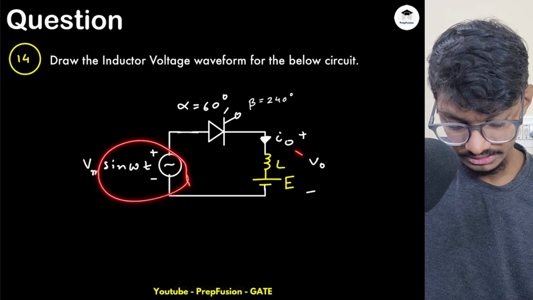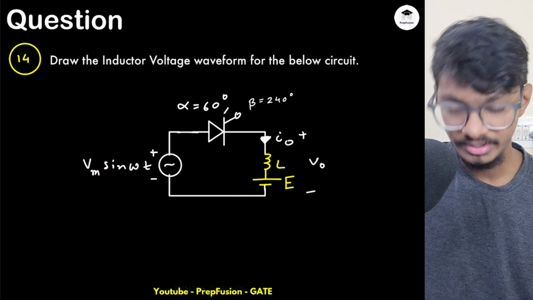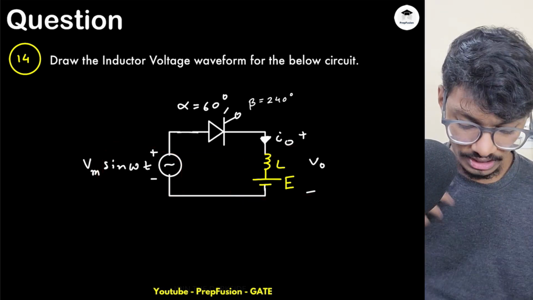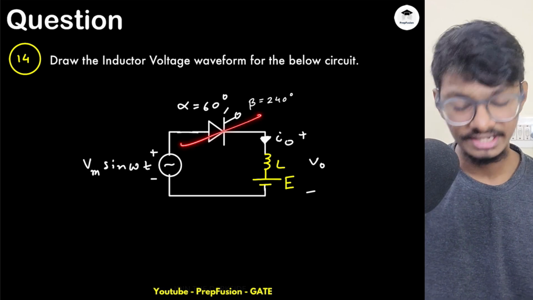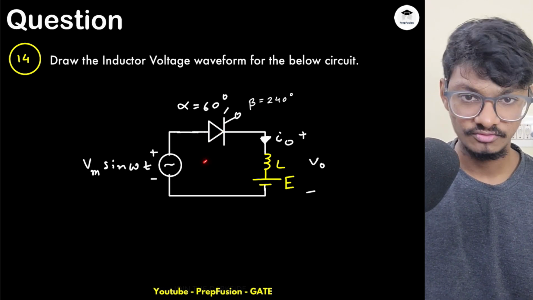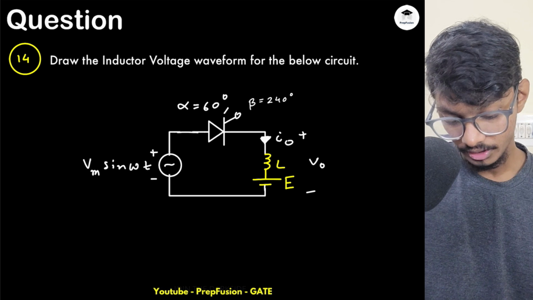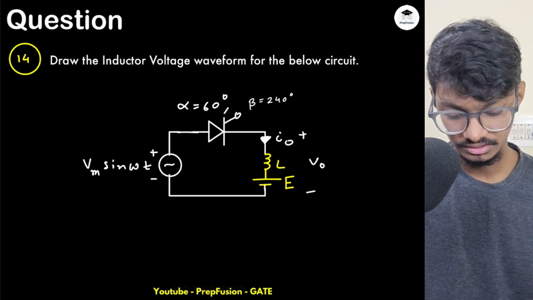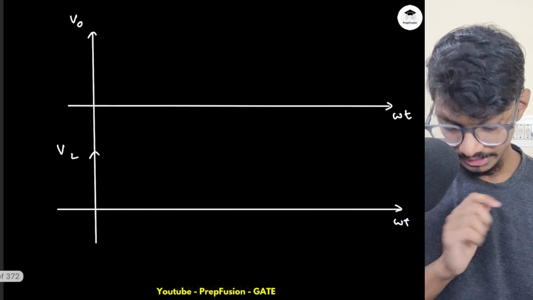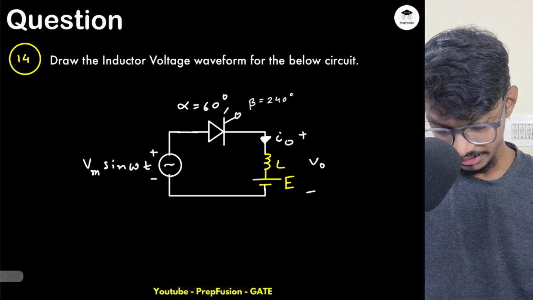So this is the supply, this is the LE load, and alpha and beta they have given. So how would the output voltage be? Whenever the SCR is on, output voltage will just follow the input voltage. So we have to plot the inductor voltage waveform. That will be interesting for plotting the inductor voltage waveform. What will be my inductor voltage waveform?